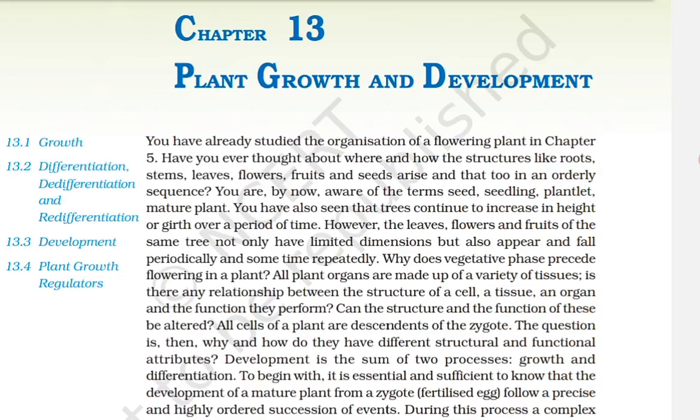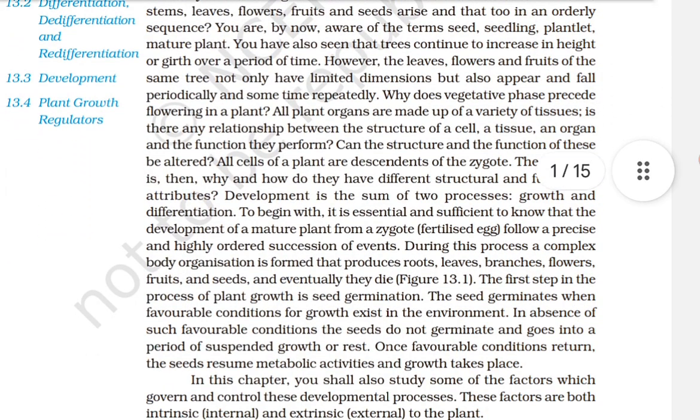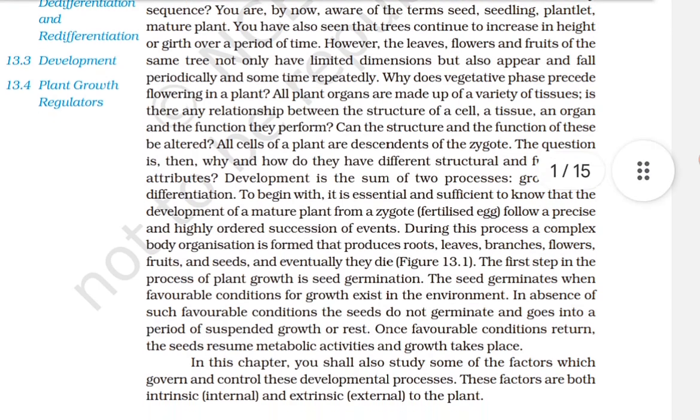Let's start chapter 13, that is plant growth and development. You have already studied the organization of a flowering plant in chapter 5. Have you ever thought about where and how the structures like roots, stems, leaves, flowers, fruits and seeds arise, and that too in an orderly sequence?